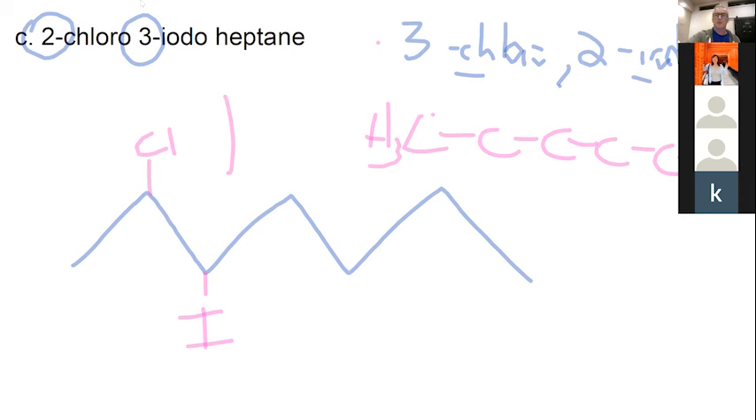And then, yeah, so the chlorine would go here, iodine would go here, and just fill the rest with hydrogens.